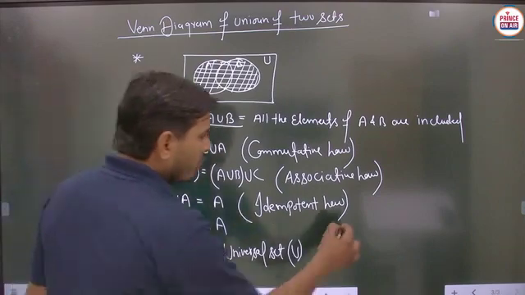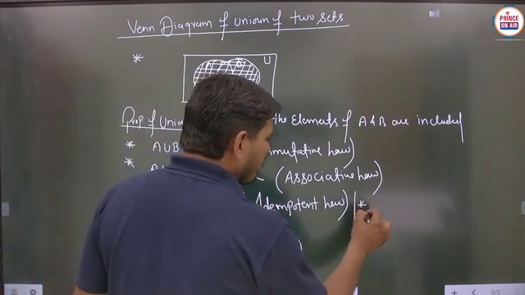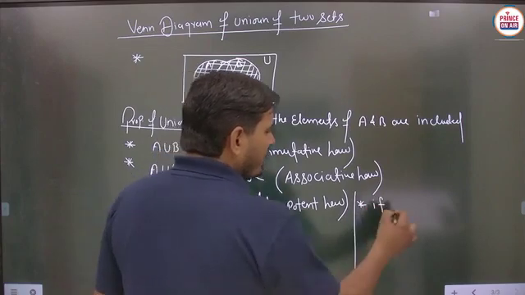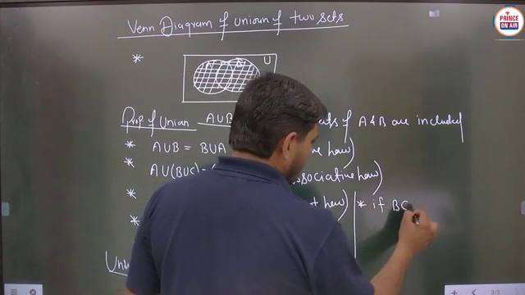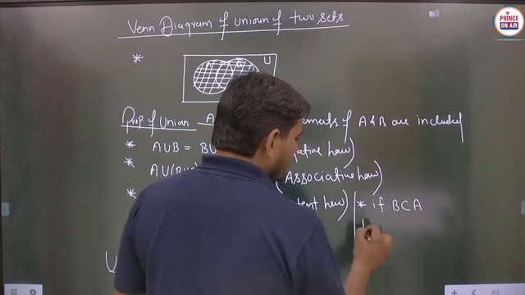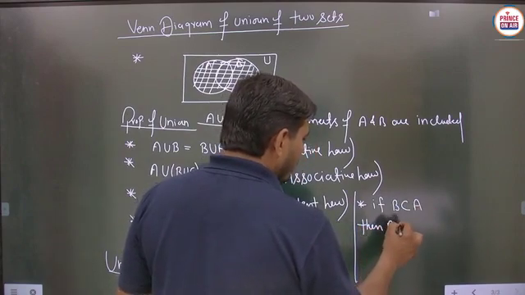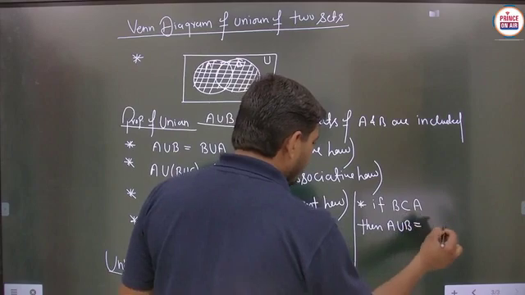One more part we can see here: suppose B is a subset of A, then what should be the meaning of A union B? What should be the answer of A union B?